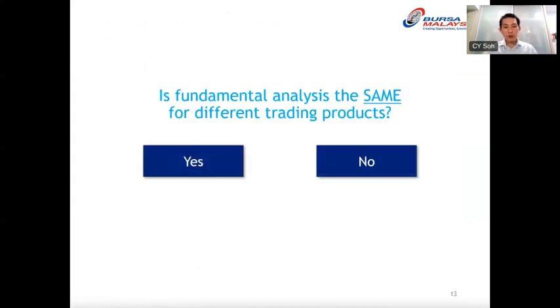Now, before we move on to the next topic, a quick question for you to think about: is fundamental analysis the same for trading different products or not? If you believe it is the same, looking at the same thing in trading different products, then you can type in yes. Otherwise, you can just type in no. It's just a quick question for you to ponder.